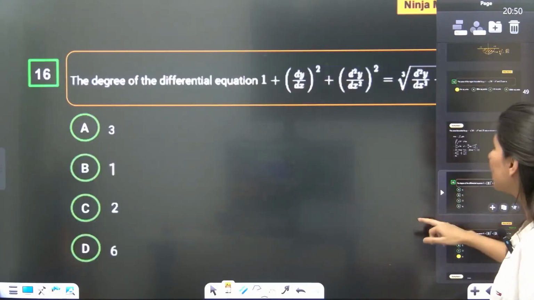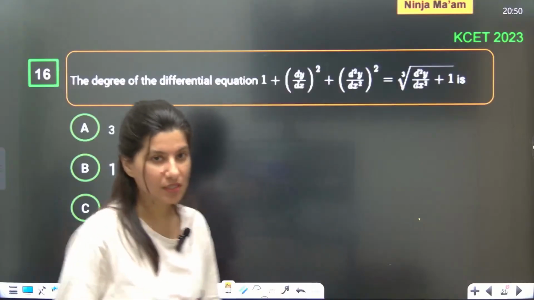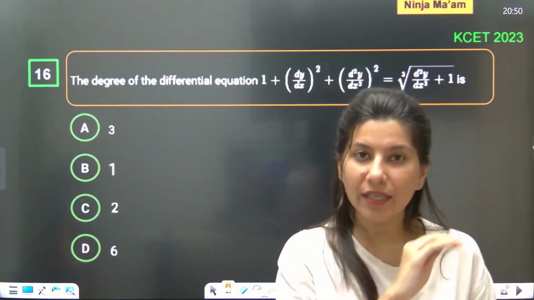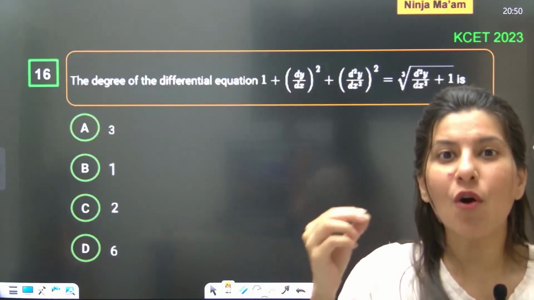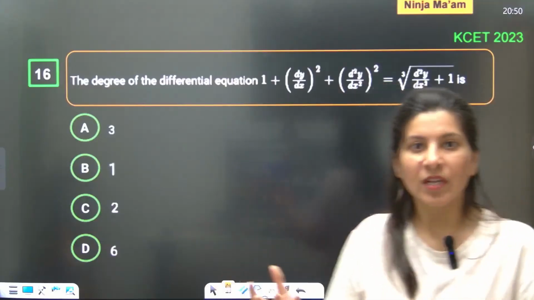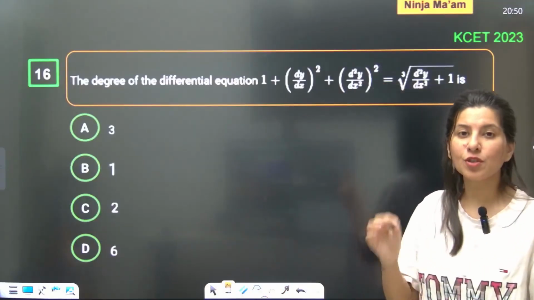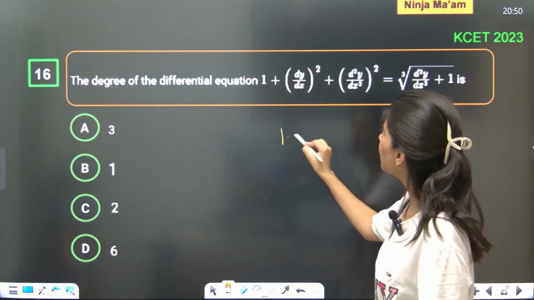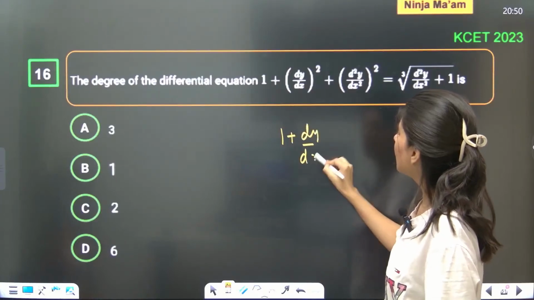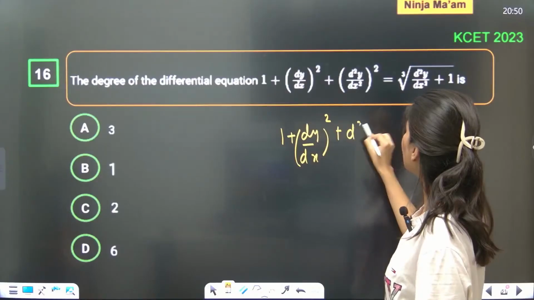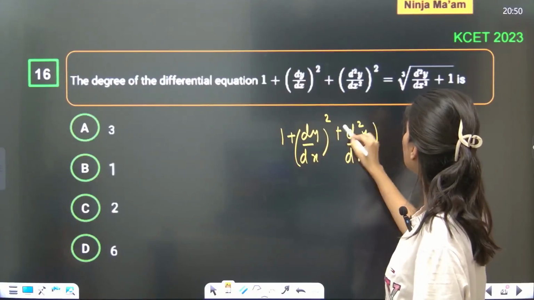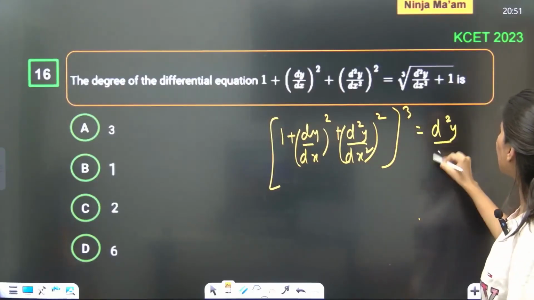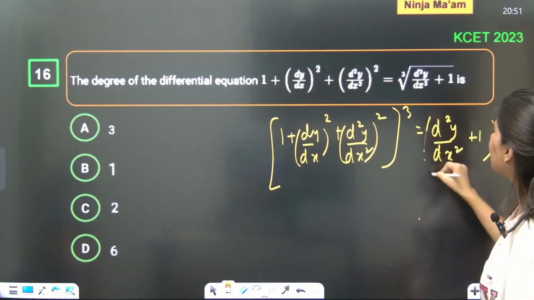Now the next question, can you see the degree of the differential equation? To find the degree, we need to be absolutely sure that the differential equation is free of radicals or fractional powers. The powers should be purely whole numbers. Here, can you see the power is 1 by 3? So we need to cube both sides. 1 plus dy by dx whole square plus d2y by dx2 whole square, and this is cube, equals d2y by dx square plus 1. Got it? Cubing both the sides.